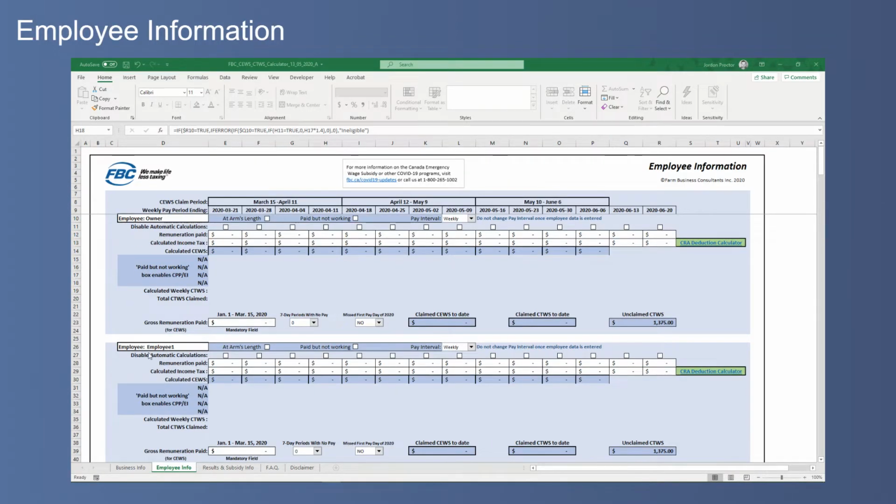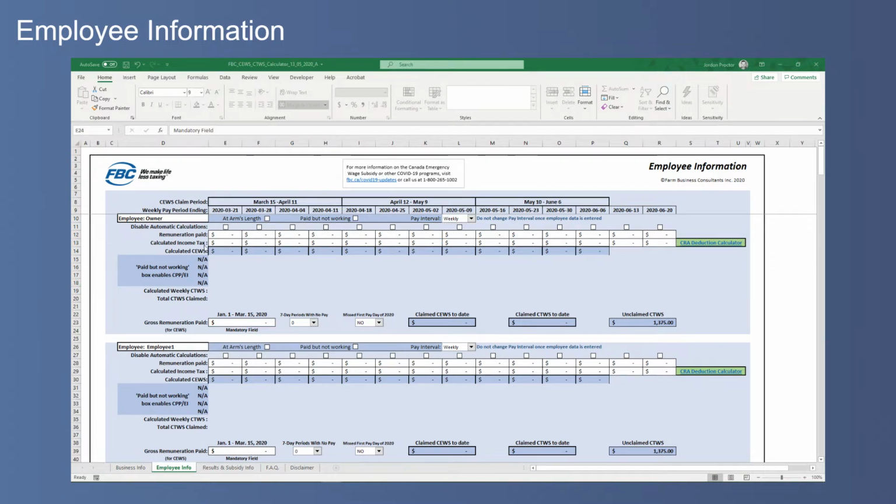This is the page where we will be entering most of the data, the employee data that is going to give us our subsidy information. If we look at our first employee slot here, that's going to be the owner, and we are going to set that to not at arm's length, so this box will remain unchecked. They will be paid and working, so this box will remain unchecked as well. We'll go over that box later. And then pay interval, we'll just set it to weekly, though you do have the option to set bi-weekly, semi-monthly, and monthly as well.